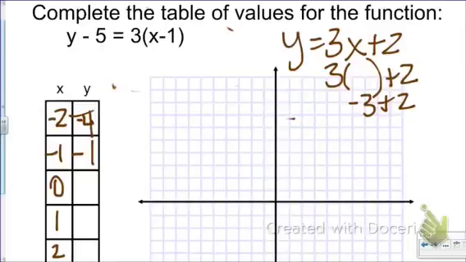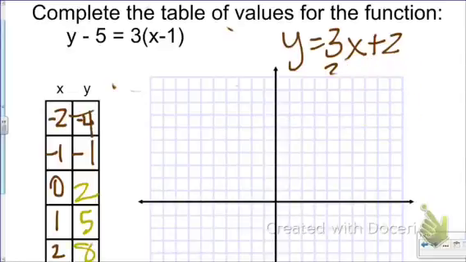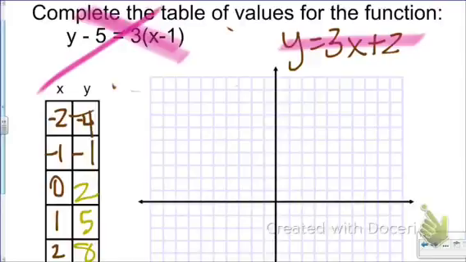Right, if I plug in 0 for x now, 3 times 0 is 0, 0 plus 2 is 2. If I plug in x is 1, 3 times 1 is 3, 3 plus 2 is 5. If I plug in 2, 3 times 2 is 6, 6 plus 2 is 8. So there we have all of the points found using this equation instead of this complicated one. We solved for y to get this one. It makes it a lot easier.